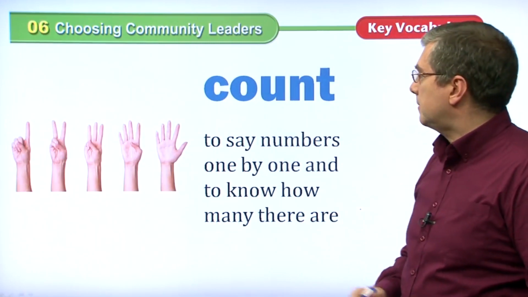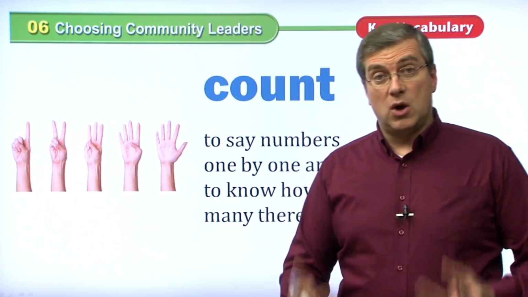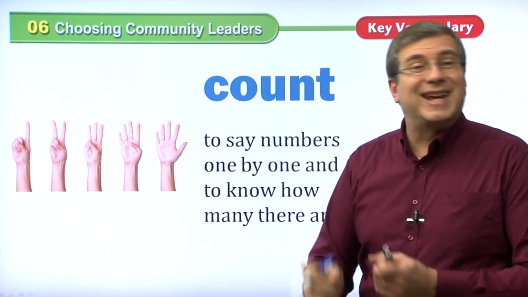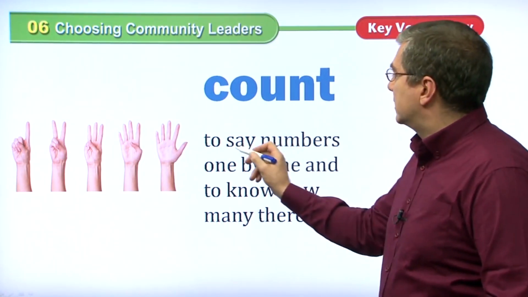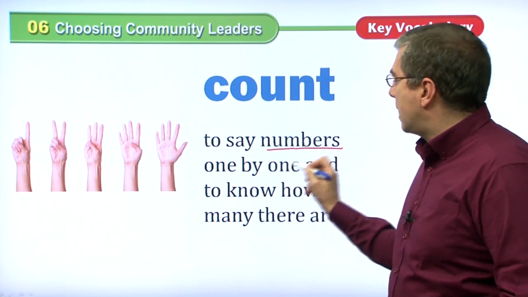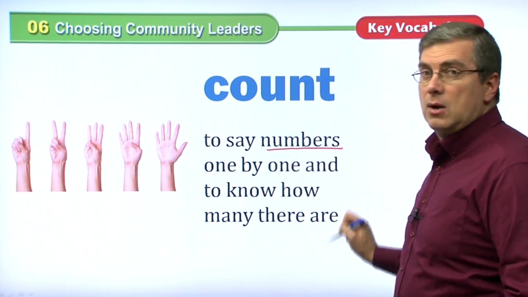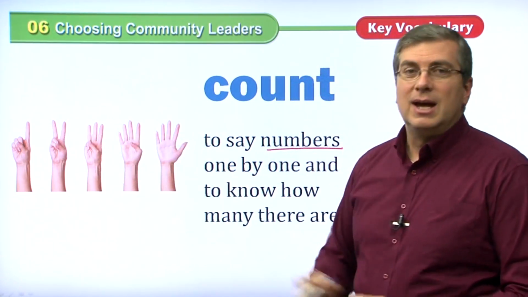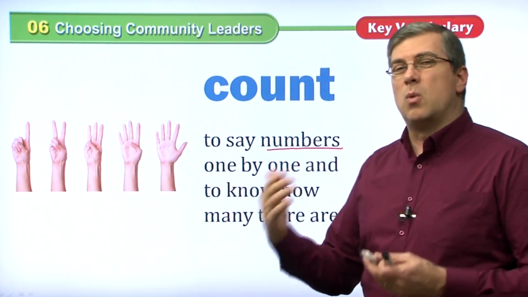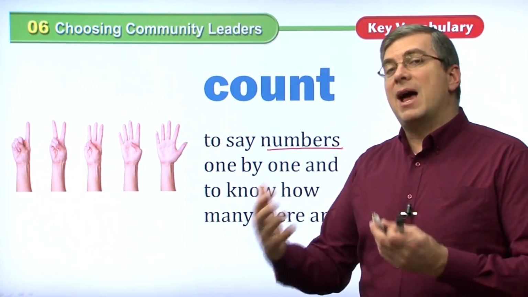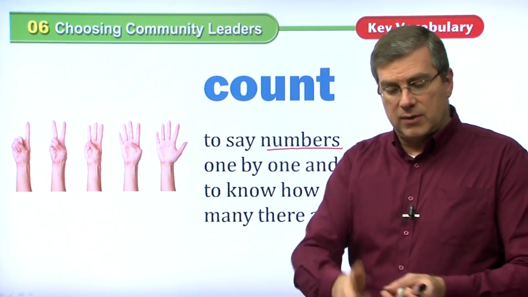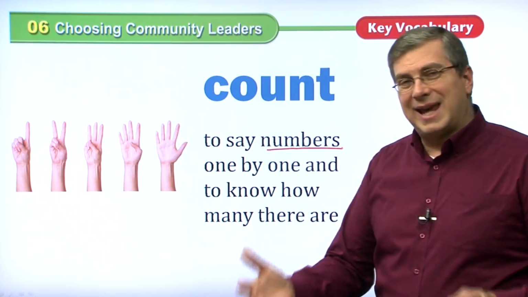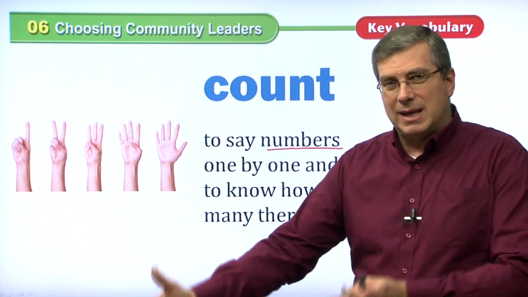Okay. Count. Of course, when you're voting and you're putting many votes in a box, afterwards you have to count those votes. Count: to say numbers one by one and to know how many there are. So, of course, we got 1, 2, 3, 4, 5. I am counting. I'm saying the numbers one by one. And after I'm finished, I know what the count is. I know how many there are.